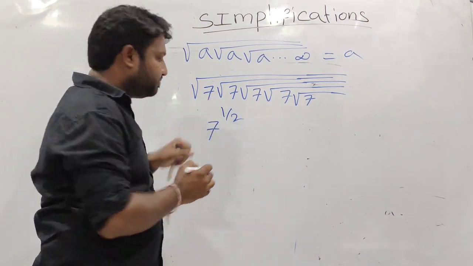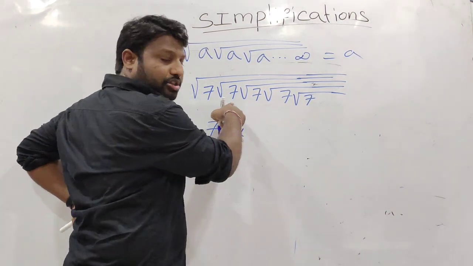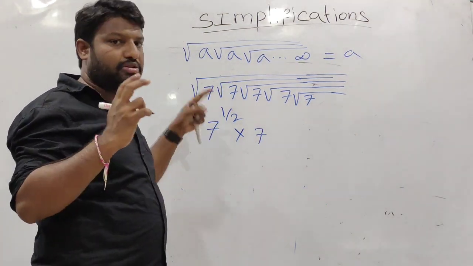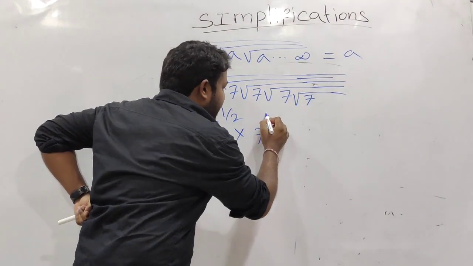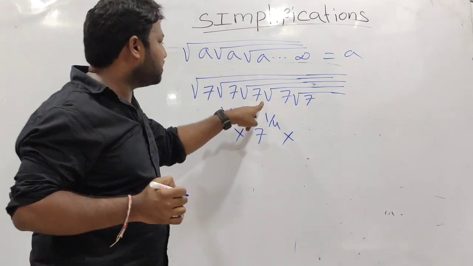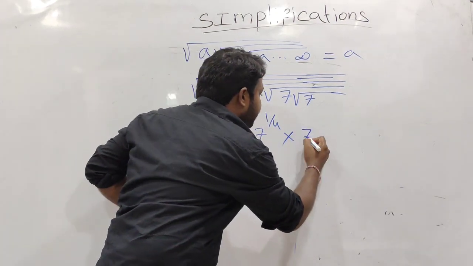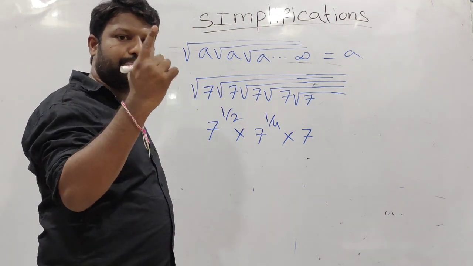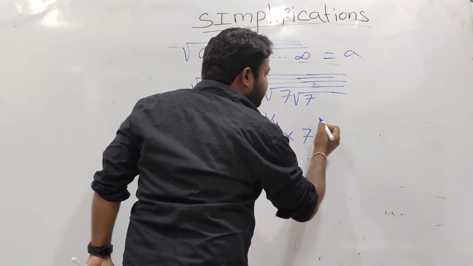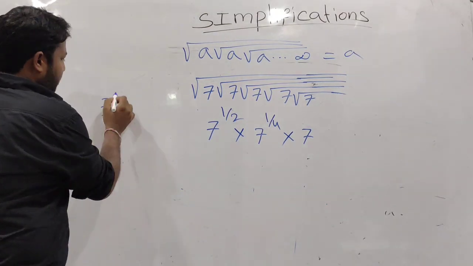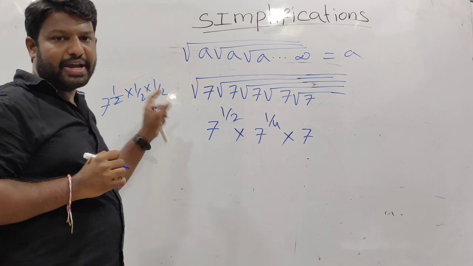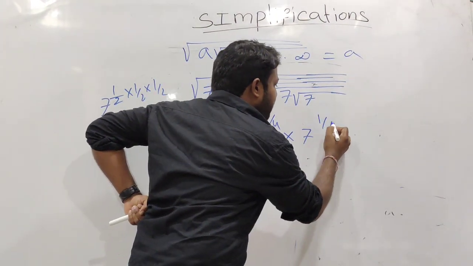Into, now this 7 is also there. Now this root is there and this root is there, a total of 2 roots, 1 by 2 into 1 by 2 becomes 1 by 4. Into, this is one more 7. How many roots are there? 1, 2, 3. 1 by 2 into 1 by 2 into 1 by 2, how much are you getting? 1 by 8. So this will become 7 power 1 by 8.